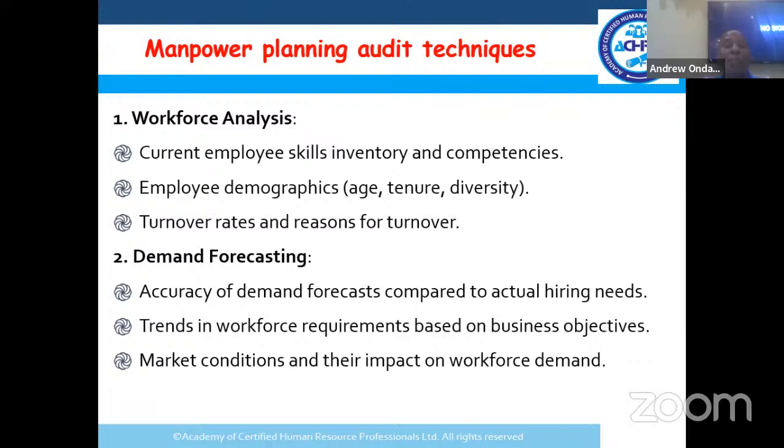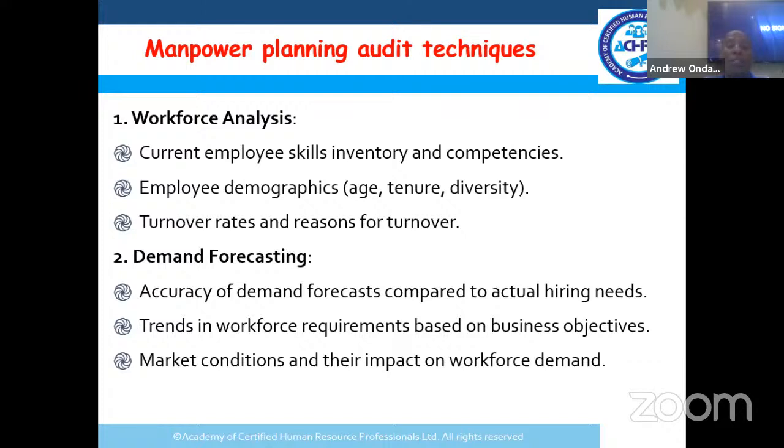So demand is about estimating the number of people we are likely to need or require in the short, in the medium, and the long term. So in our audits, we are going to look at the accuracy of our forecast, the number of people that we are going to require.